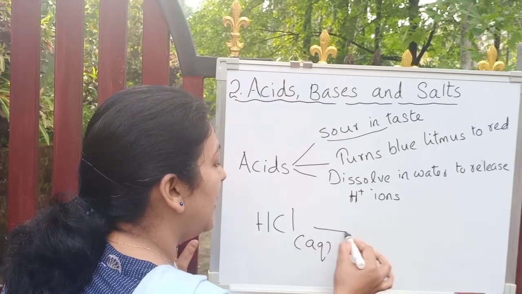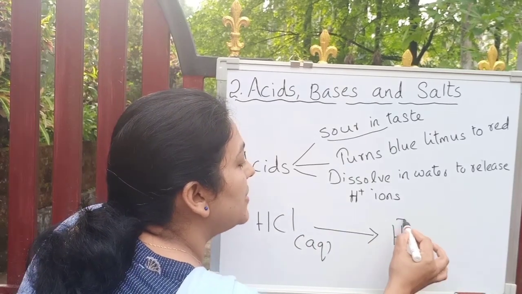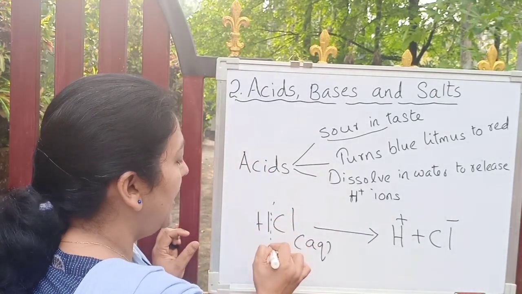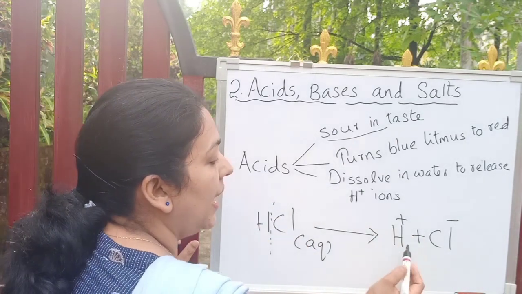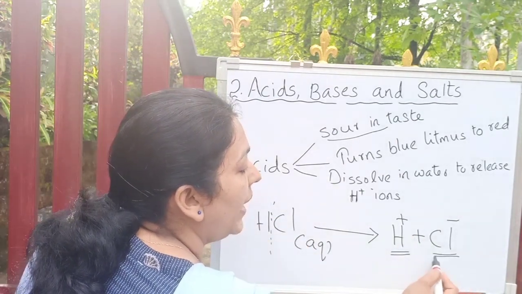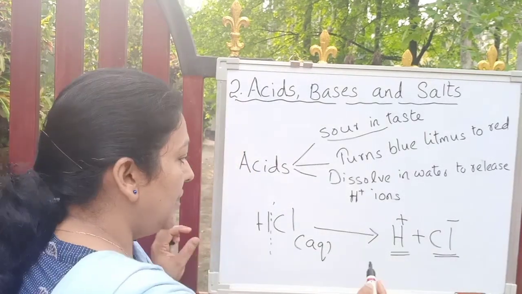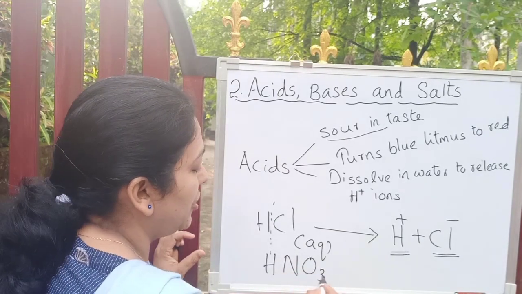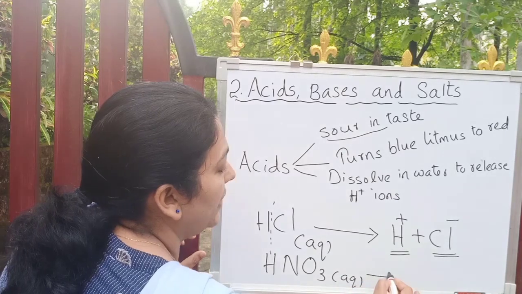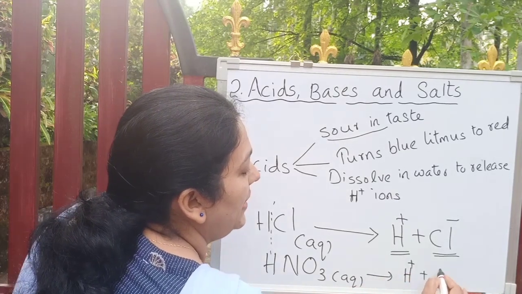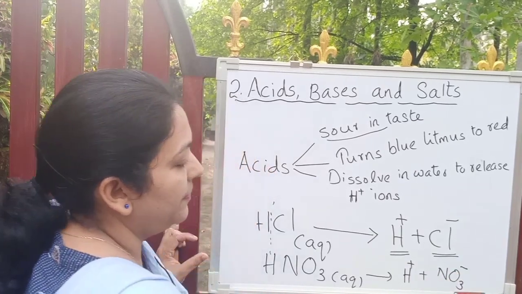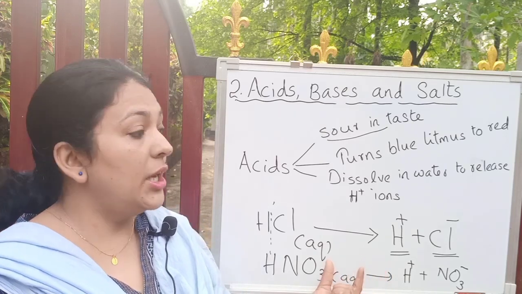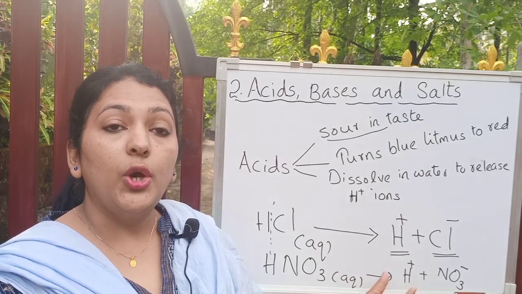So when dissolved in water, what will happen? It will split into two different types of ions. You can see H positive and chloride, the hydrogen positive ion and the chloride negative ion. And see another example, nitric acid. What's the chemical formula of nitric acid? HNO3. Aqueous, you will get H plus and NO3 minus. Same like sulfuric acid, H2SO4 also will give you H plus and SO4 2 minus ions.